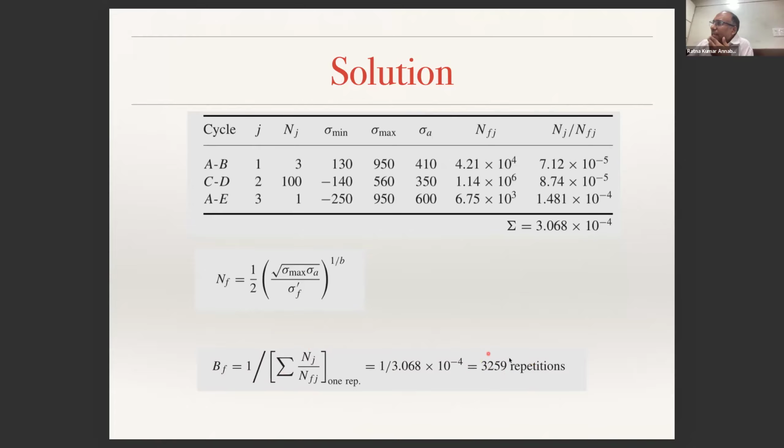3259 repetitions. This number may vary depending upon how you are computing NF1, NF2, NF3, whether you are taking sigma min to be negative or positive. So this is one formula that is also available in the literature, which you can also use when you have mean stress.